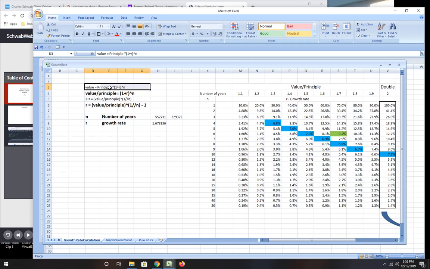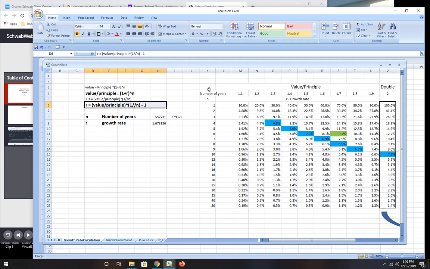If you were to back out the equation, you'll have essentially value divided by principal equals 1 plus the return raised to that power. And of course, if you were to take the 1 over n power of the value over the principal, you essentially get 1 plus the rate of return, or essentially the rate of return will be based off the value divided by principal raised to the 1 over n, minus 1.